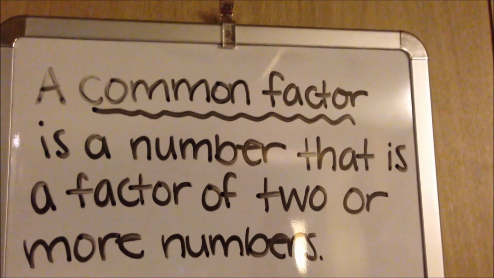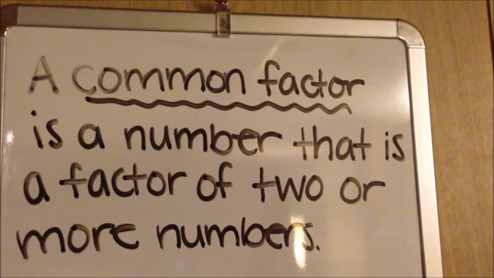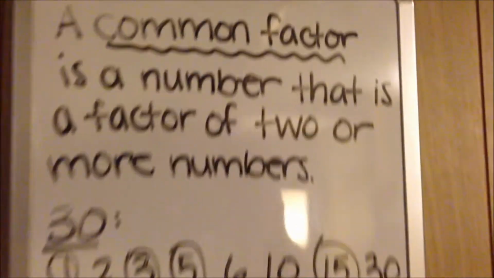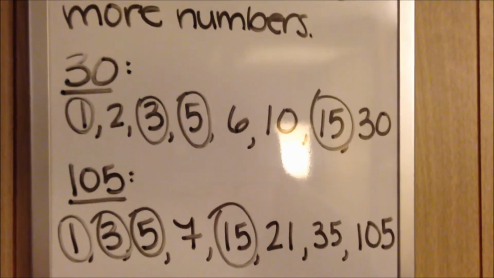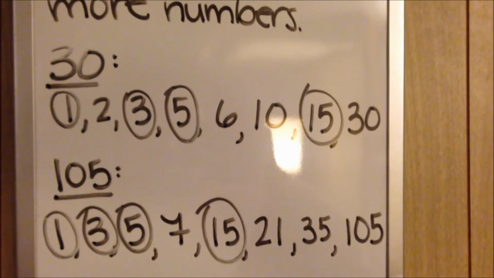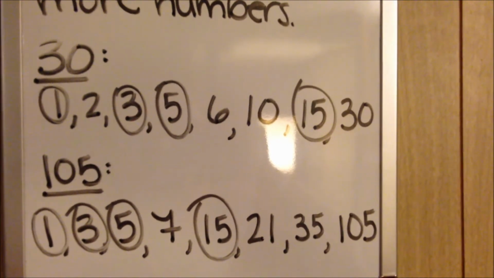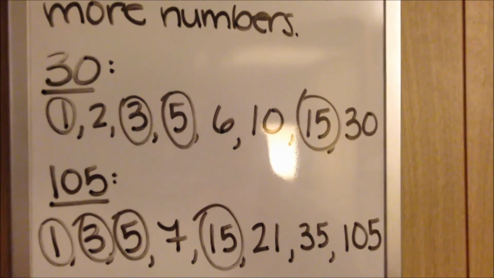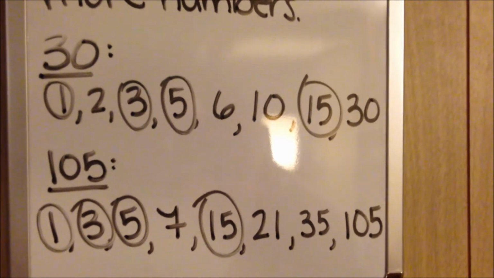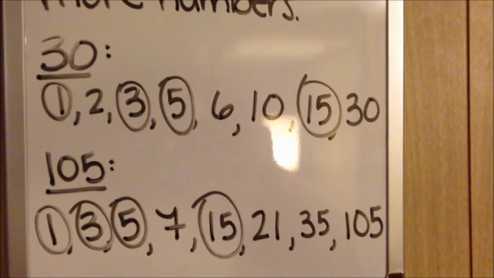Let's talk about a common factor. A common factor is a number that is a factor of 2 or more numbers. Let's try an example. Let's compare the number 30 with the number 105. The factors of 30 are 1, 2, 3, 5, 6, 10, 15, and 30. And the factors of 105 are 1, 3, 5, 7, 15, 21, 35, and 105.